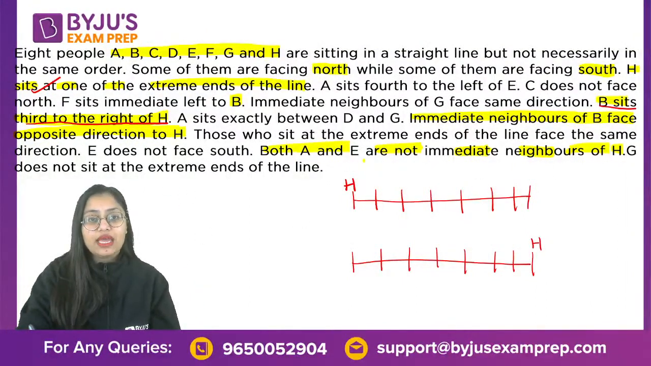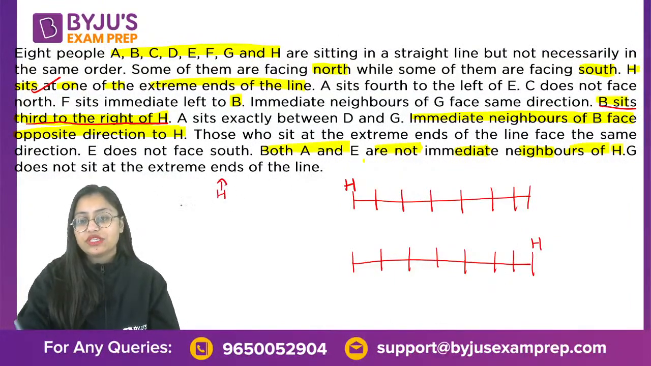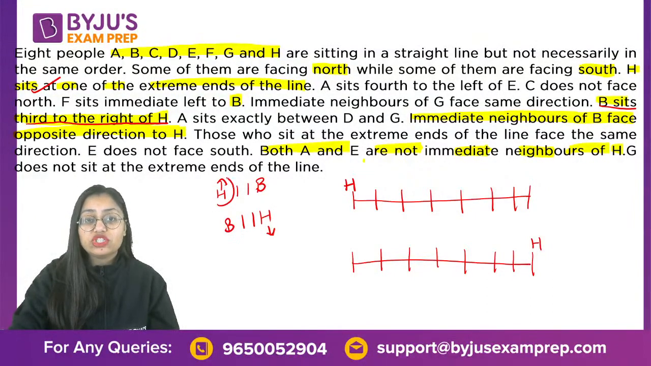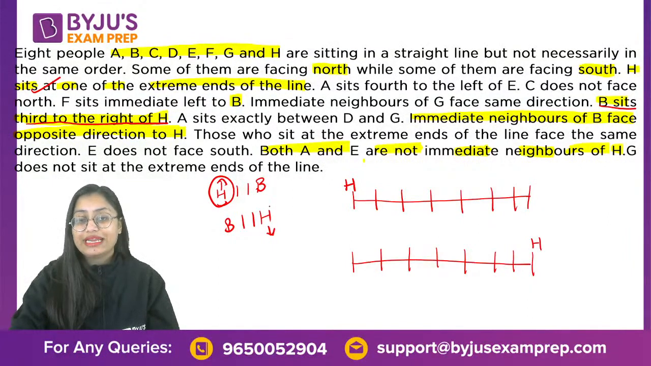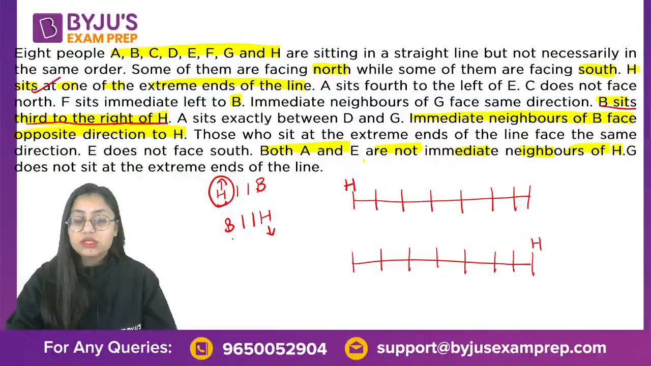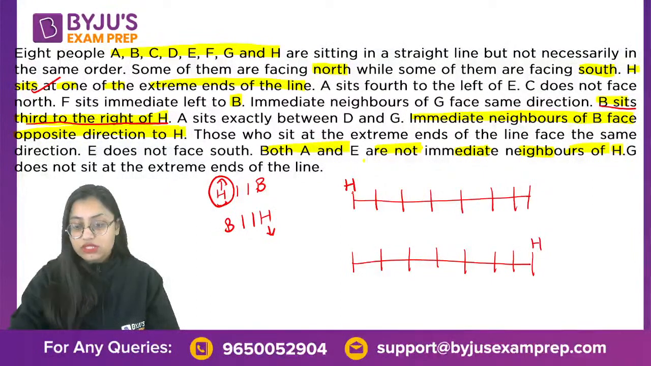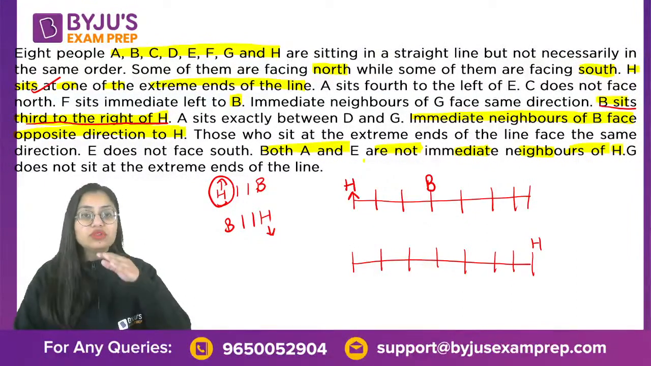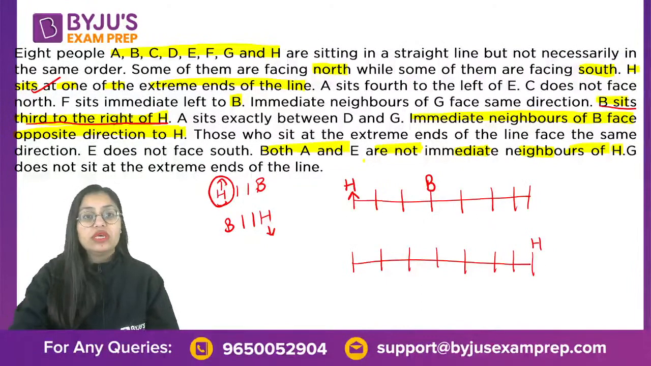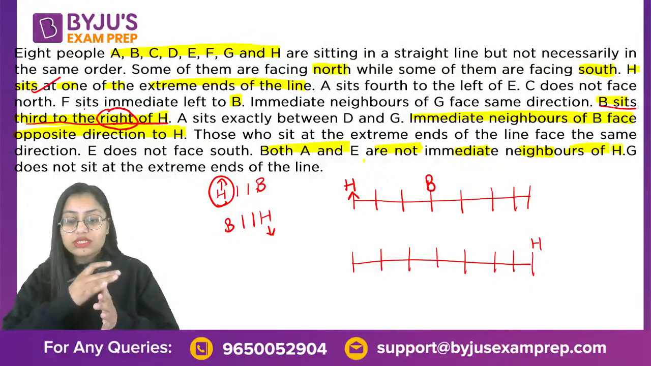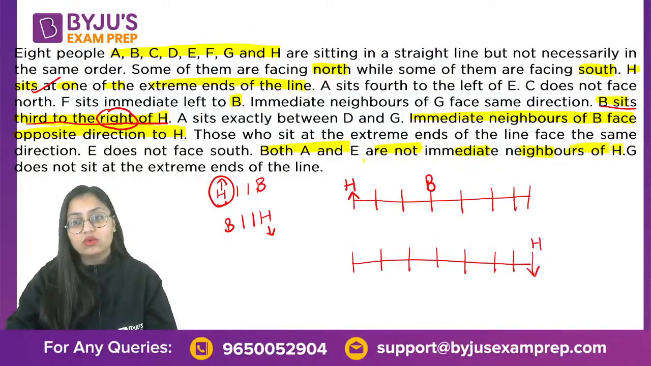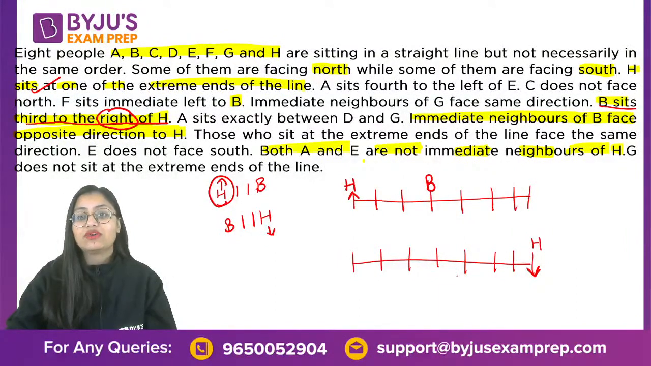Guys, if H is facing towards north, and I say B sits third to the right, then B would be towards this position. But if I make H face towards south, I'm going to draw B over here. So if H is facing north, B can only be towards the right. If H is facing south, B can only be towards your left. So in the first case, this is the only possible seating arrangement for B. If I place H facing towards south, it would be in this case. So this is first right, second right, and third right.